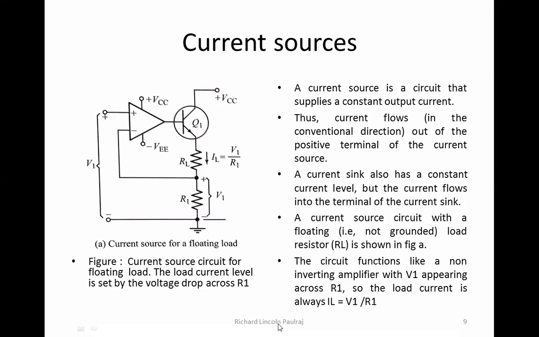Now let us discuss the circuit in detail. A current source, I think all of you know this. In my introductory class for this module, I specified what is a current source and what is a voltage source. In short, I've given you all the definitions. Taking that forward, a current source is a circuit that supplies constant output current. Having a constant output current is important here.